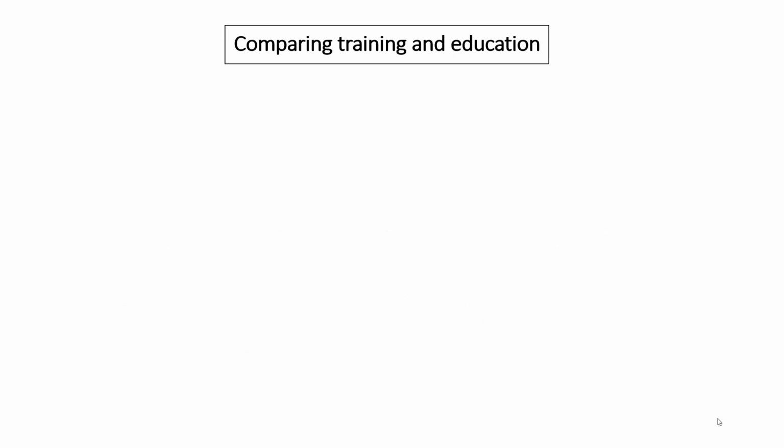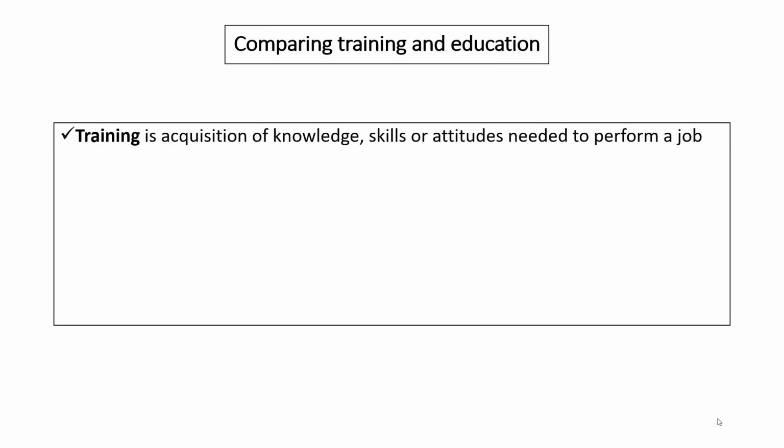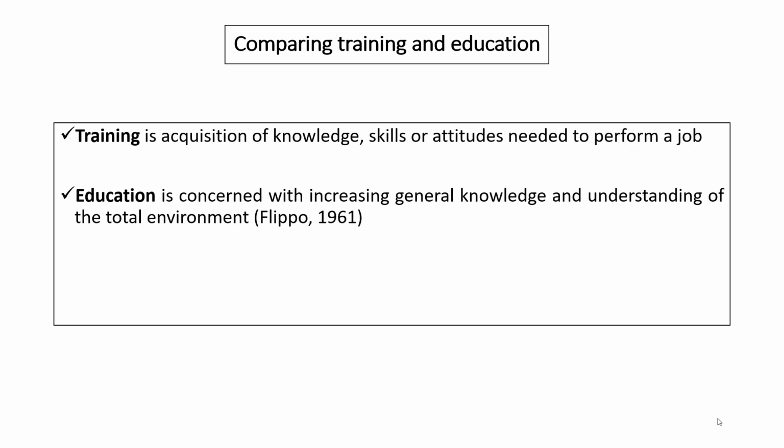Now let's compare training and education. Training is the acquisition of knowledge, skills, or attitudes needed to perform a job, or it is designed to improve human performance on a job. Education, however, is concerned with increasing general knowledge and understanding of the total environment, according to Filippo 1961.